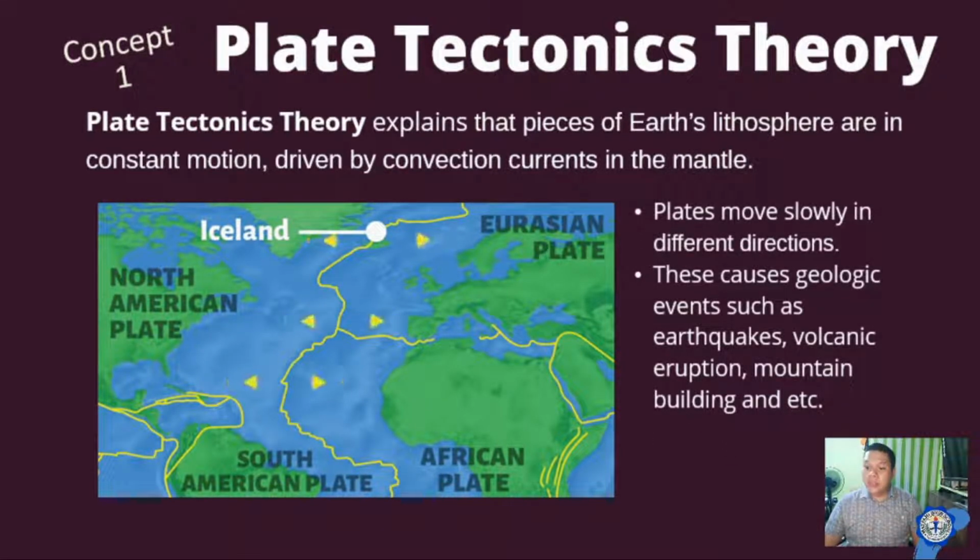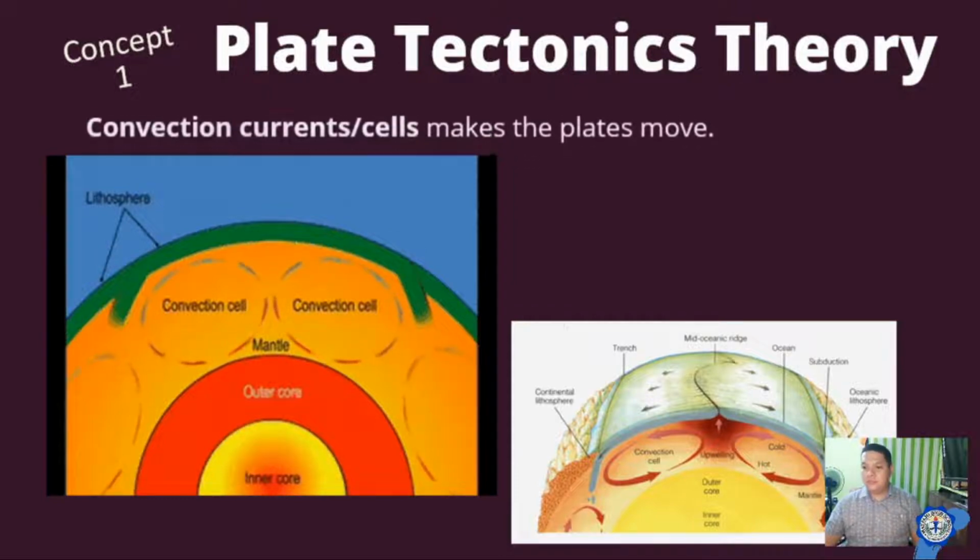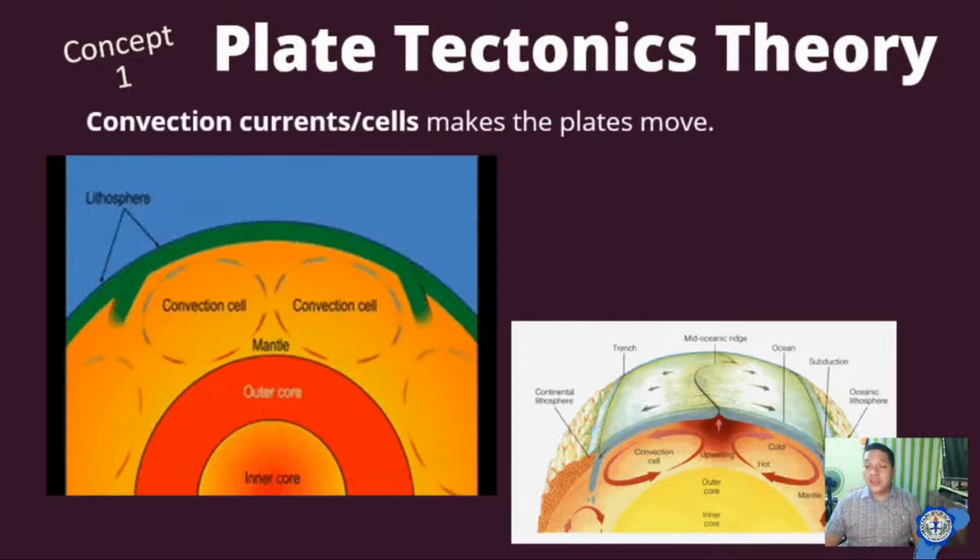In this theory, the plates move slowly in different locations or directions, and this causes geologic events or features such as earthquakes, volcanic eruptions, mountain building, and so on. So let us now move on to what convection current is. Convection currents or cells make the plates move.